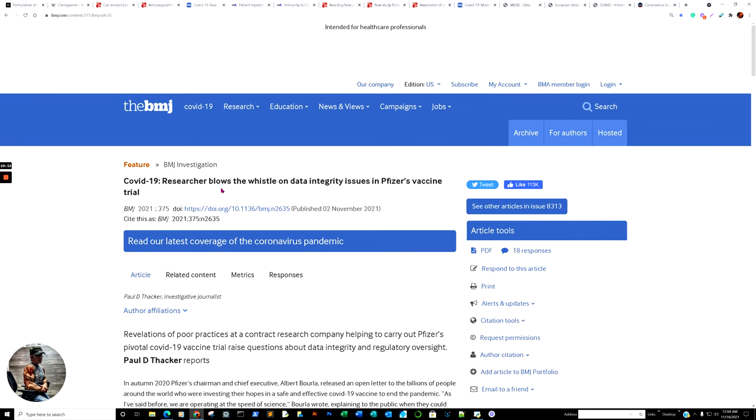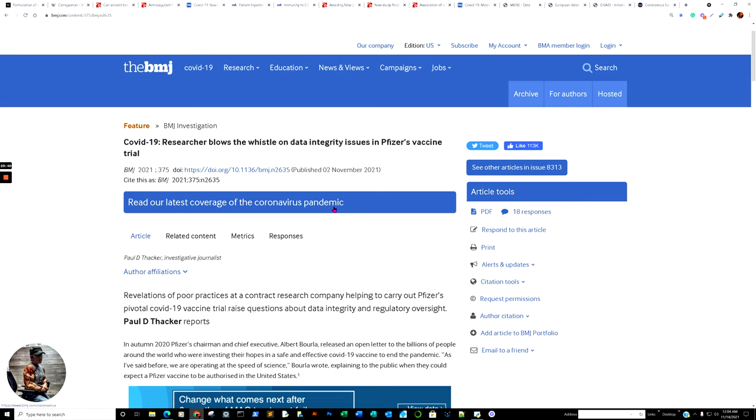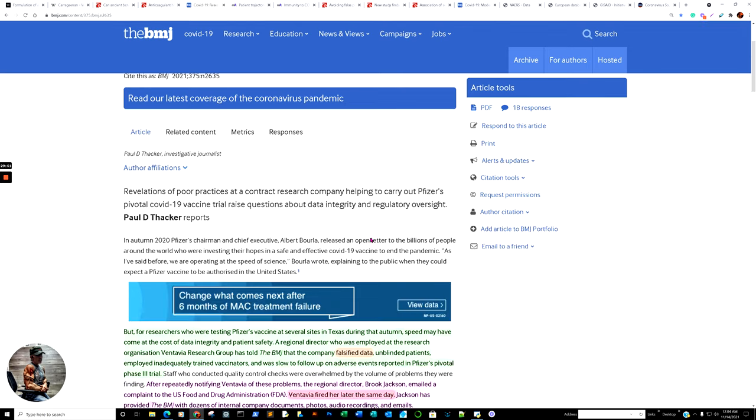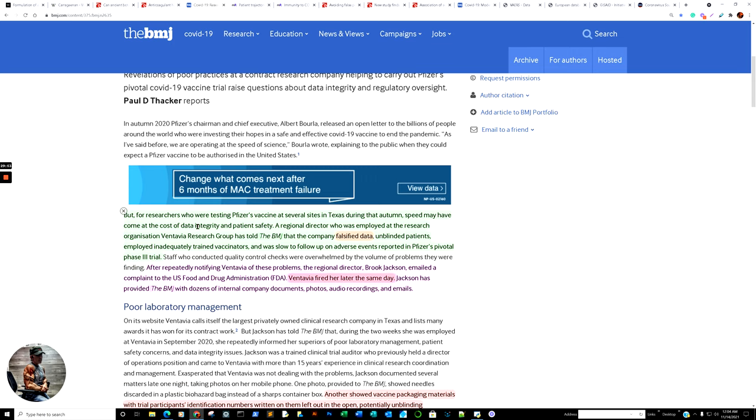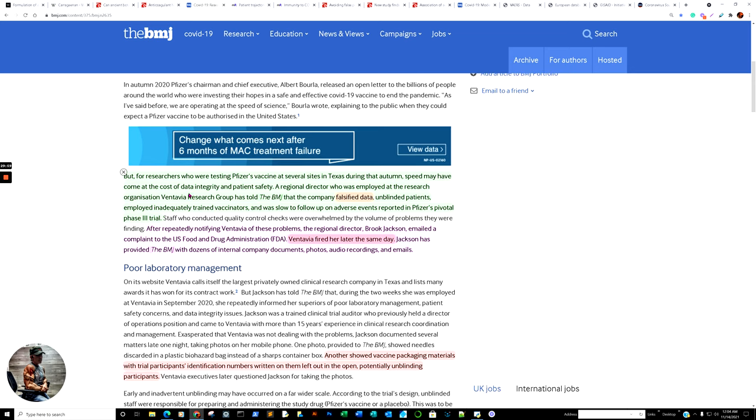Title of the article: Researchers blow the whistle on data integrity issues in Pfizer's vaccine trial. You can read the responses and related content, and you're going to get the same thing. Why did this not pick up more traction, since this affects almost everybody on the globe? November 2nd, 2021. But for researchers who were testing Pfizer's vaccine at several sites in Texas during that autumn, speed may have come at a cost of data integrity.